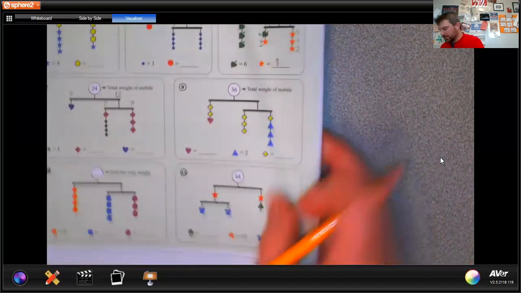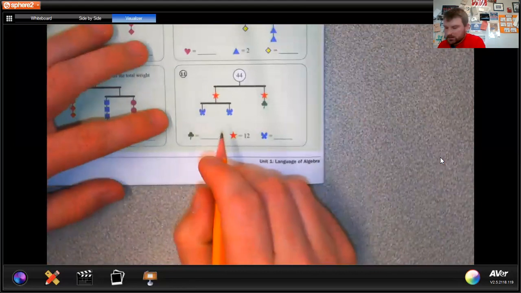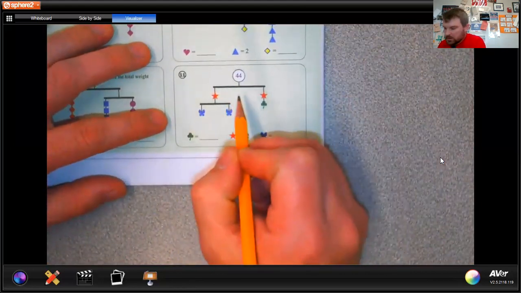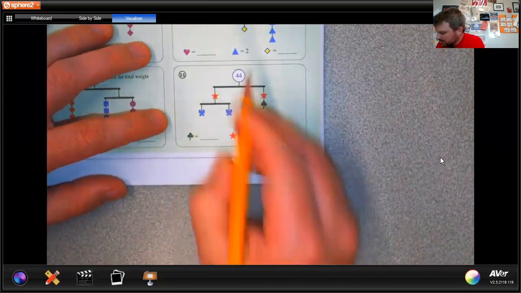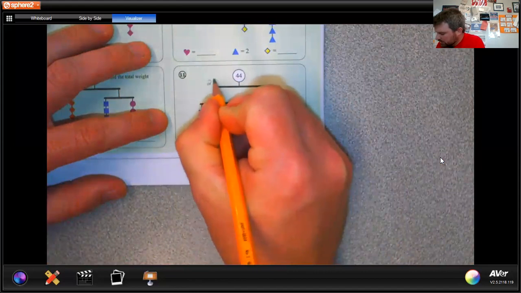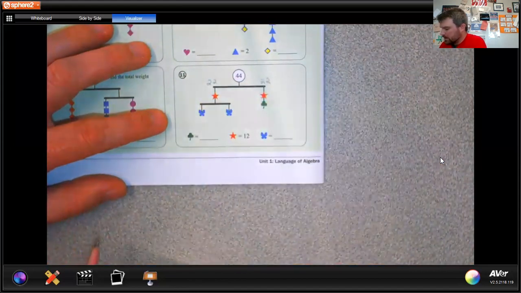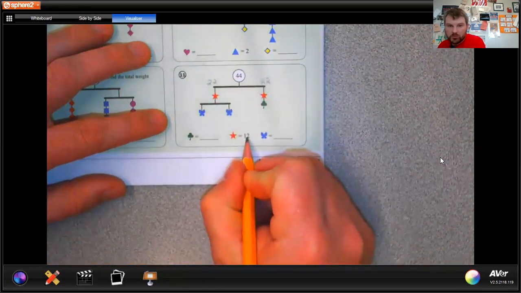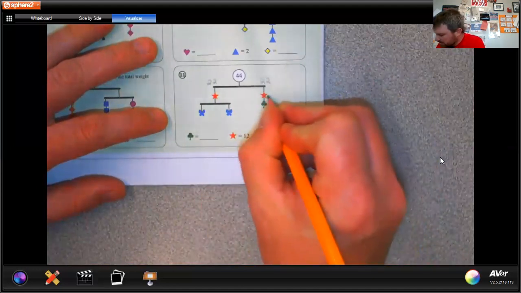Okay, let's do a couple more here. We'll come down here to number 11. Okay, 11 has to equal 44 total. Okay, that means I'm going to divide 44 in half among each of these sides. So that gives me 22 and 22. Okay, I just divide it in half. It says a star is 12. Okay, so here, this star right here is 12.